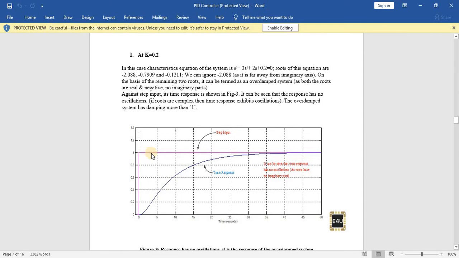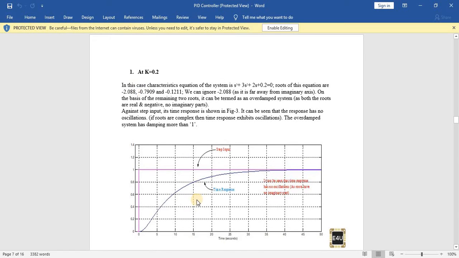Now we have to check the response of the system against the step input. Step input is nothing but a trigger pulse given at the value of 1. You can see here that at 0 the step is given, so it increases from 0 to 1 and stays at 1 for steady state. You have to see the time response of that. This is the step input, and this is your system time response. It can be seen that the response has no oscillations. If the roots are complex, then the response will include oscillations. Since the roots are real, there are no oscillations right now. The overdamped system has a damping ratio of more than 1.